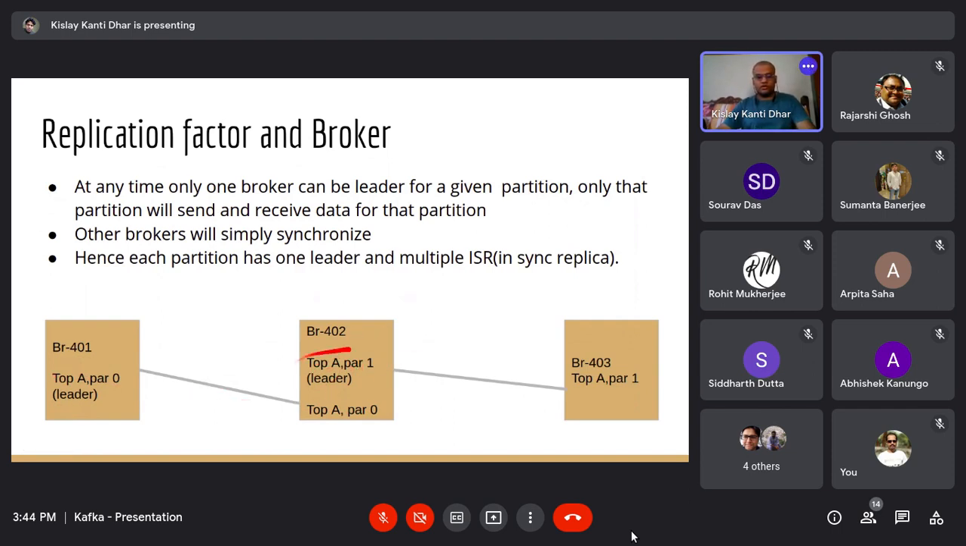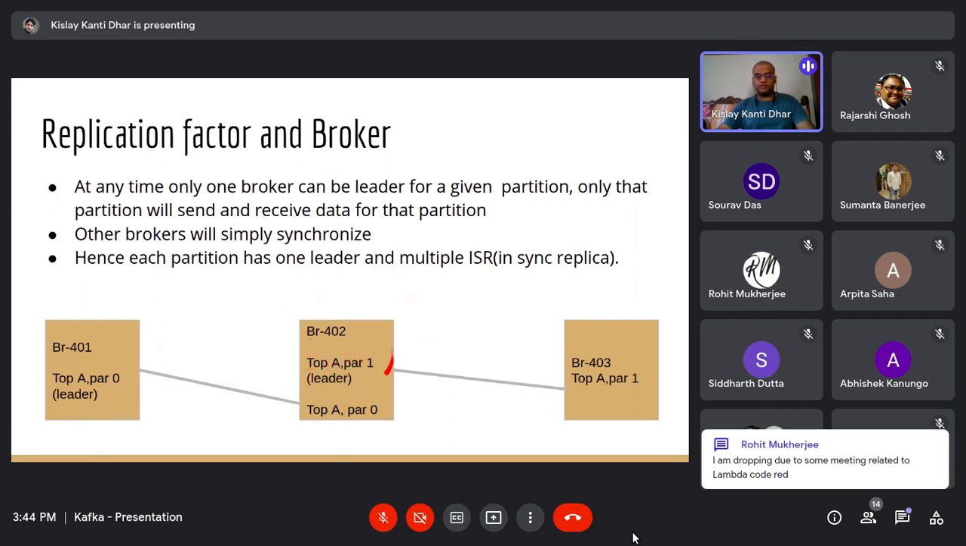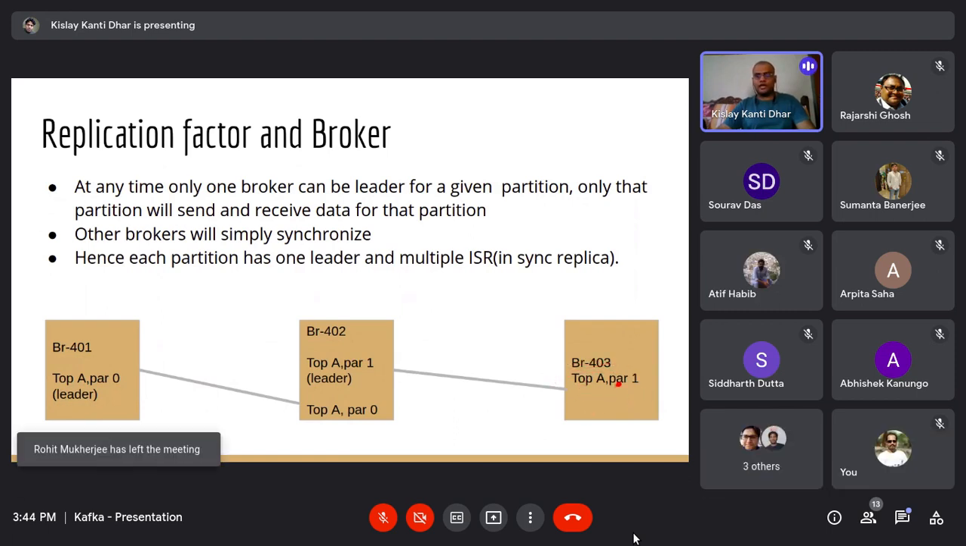For this one, topic A partition one, not partition zero, partition one, it has made this one leader and this one a follower. And these are called ISR, multiple ISR. This is called in-sync replica. And each partition has one leader and multiple ISR, in-sync replicas.